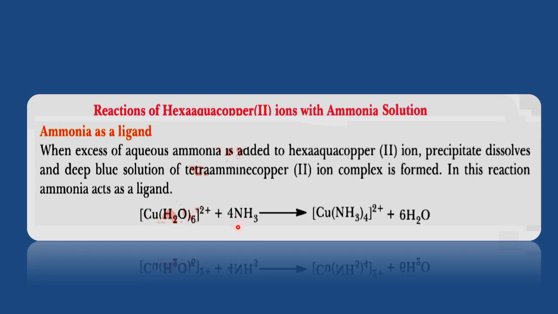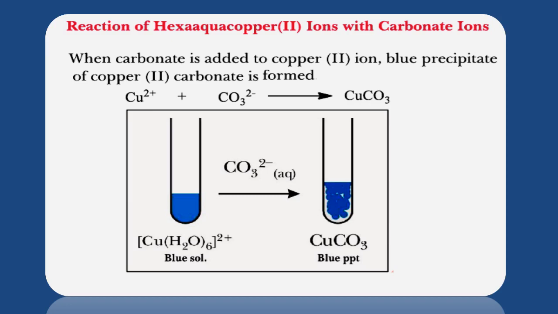Students, the last chemical reaction of hexaaqua copper(II) ions is the reaction with carbonate ions. When carbonate is added to copper(II) ions, blue precipitates of copper(II) carbonate are formed. Now students, this is the same chemical reaction that we studied for iron(II) ions, in which iron carbonate was formed. In this case, copper carbonate is formed.